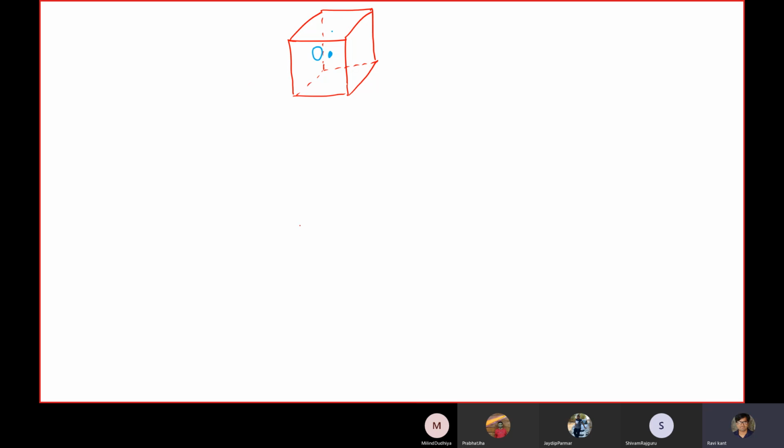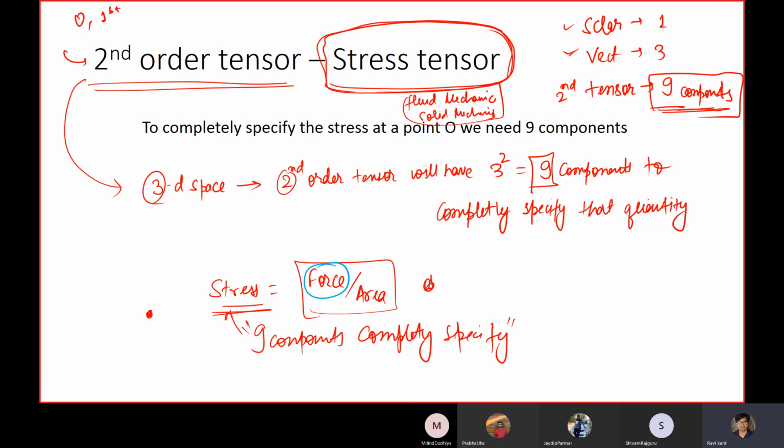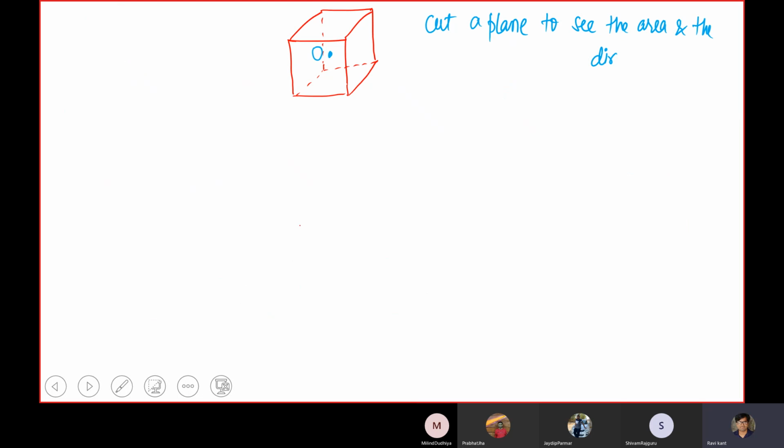In order to specify it, I am going to cut a plane, to see the area where the force was working and the direction where the force can be working. You should know where the force is working and on what area it was working, right? So to completely specify, we actually have to cut not one plane but 3 planes, in order to see those areas and directions.